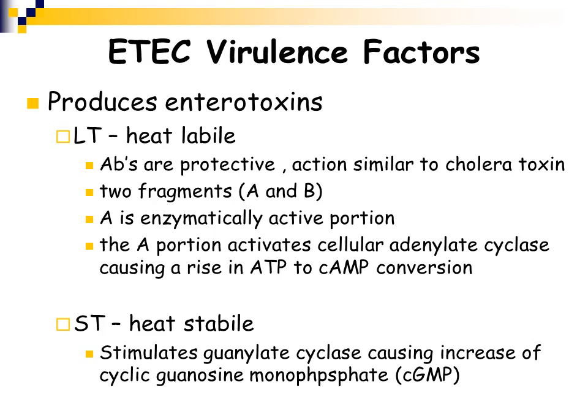The heat-labile toxin activates cellular adenylate cyclase, which increases cAMP. The heat-stable toxin stimulates guanylate cyclase and causes an increase in cGMP.